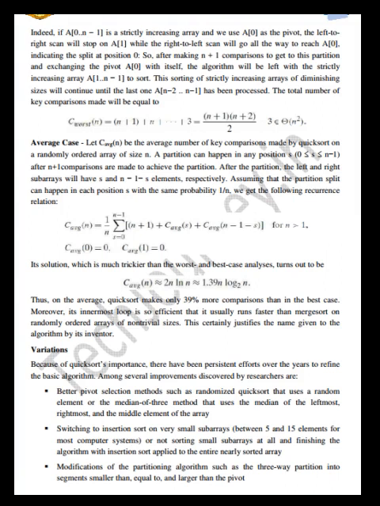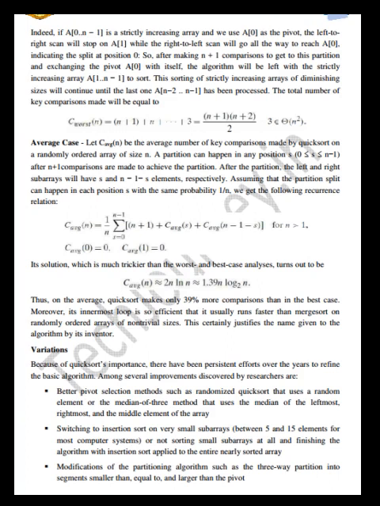A partition can happen in any position s, that is 0 is less than or equal to s is less than or equal to n minus 1. After n plus 1 comparisons are made to achieve the partition, the left and the right subarrays will have s and n minus 1 minus s elements respectively. Assuming that the partition split can happen in each position s with the same probability 1 by n, we get the following recurrence relation.